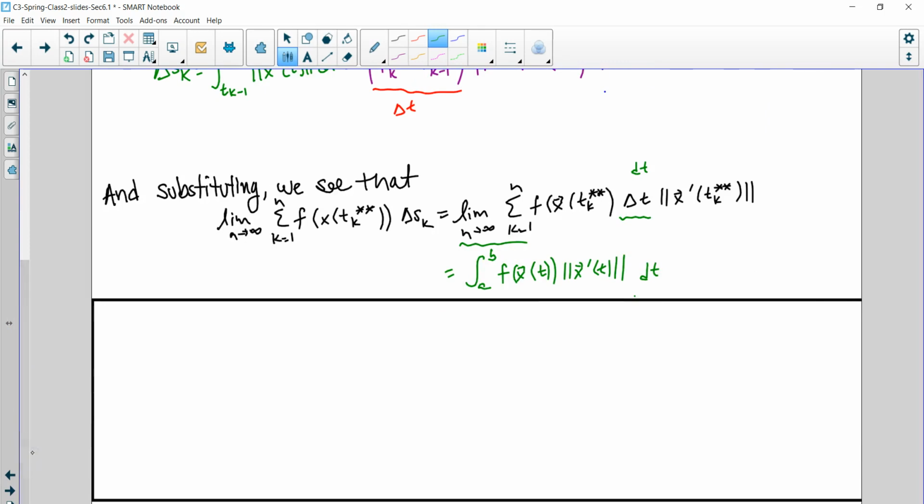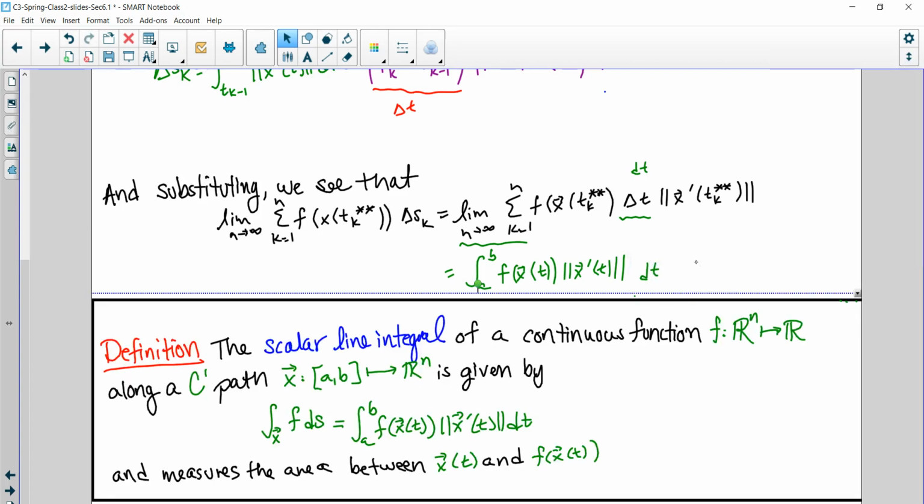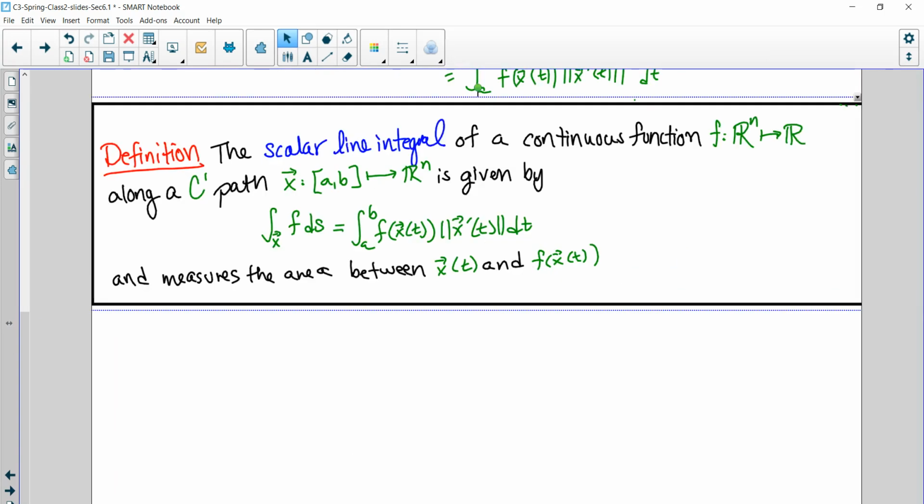And that is actually captured here in this box. Let me just show you, send it back. Okay, and what we actually found we call the scalar line integral, and that's just going to be measuring the area between the path and that function when restricted to the path.